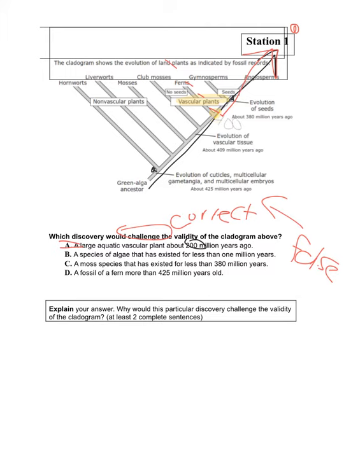I want you to go through B, C, and D with the same logic and see which one you would not expect to find. After you've done that, you should see that the end answer is D.